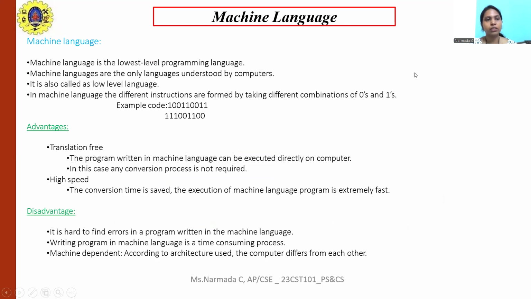So first, let's dwell into the machine language. Machine language is the lowest level programming language. Machine languages are the only languages understood by computers. It is also called a low level language. In machine language, the different instructions are formed by taking different combinations of zeros and ones. Example code: 100110011 or 111001100. Like this only the instructions will be given to the computer.